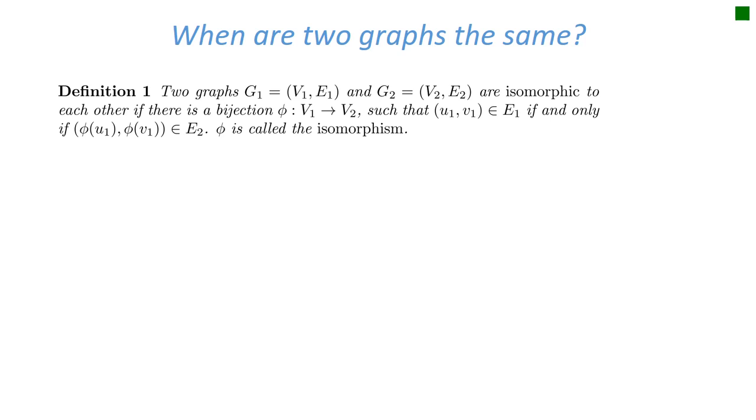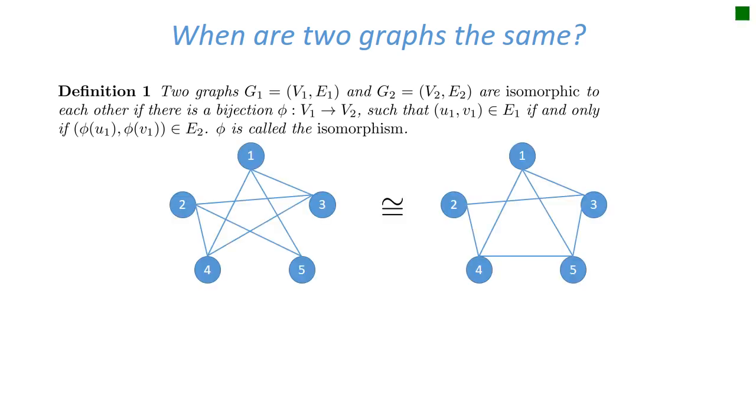Let us understand this through an example. On the left, we have this graph where 1 is connected to 3, 4, 5, 2 is connected to 3 and 4, 3 is connected to 1 and 4 and 2, and 5 is connected to 1 and 2. On the right, we have a different looking graph seemingly, where 1 is connected to 3, 4 and 5. 5 is connected to 3, 1 and 4 and so on. It seemingly looks to be two different graphs.